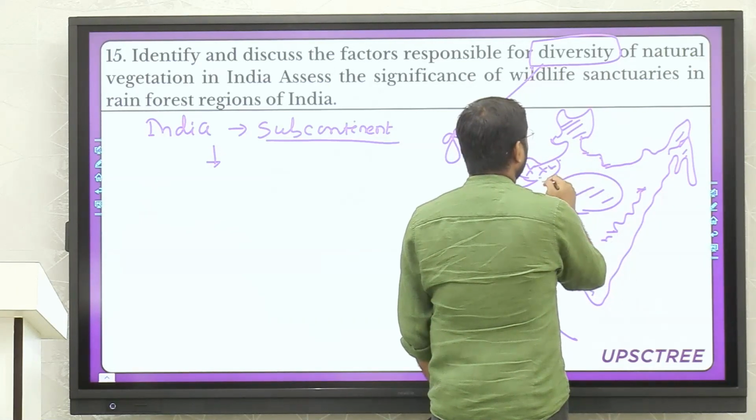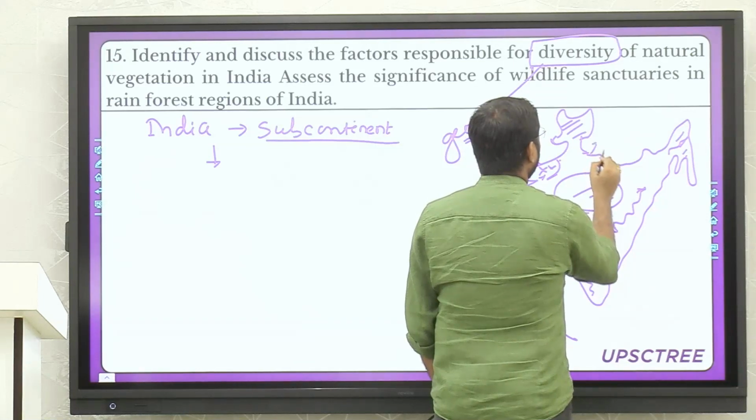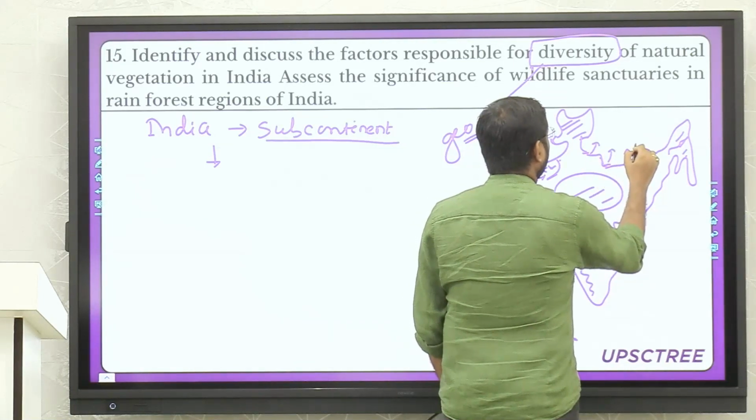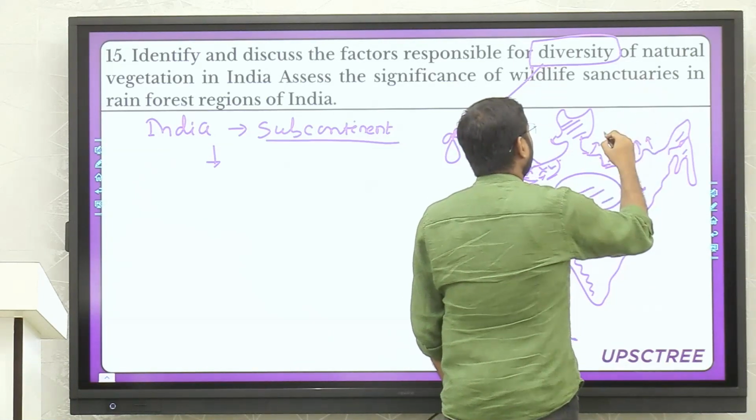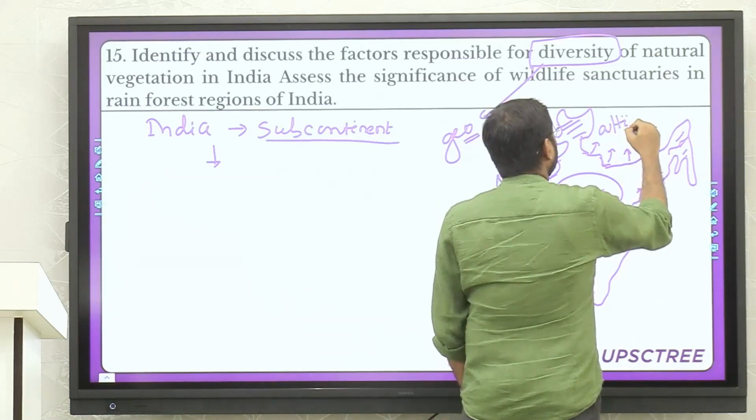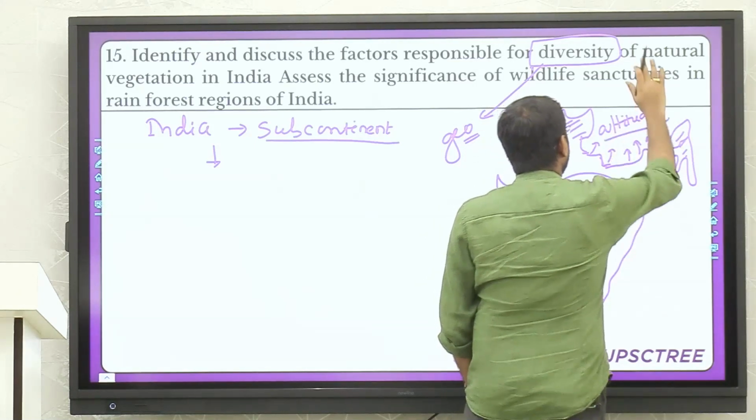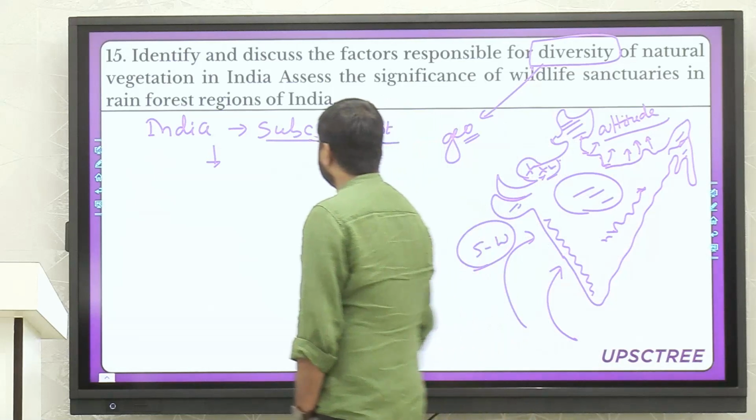पंजाब में भी वही देखोगे, but if you go up the Himalayas, you'll find a lot of diversity as we go with altitude. With altitude the diversity keeps on changing. Okay, so that also is there.